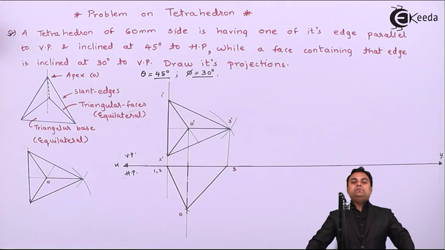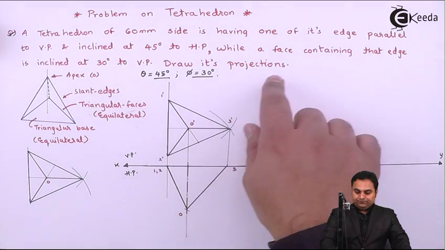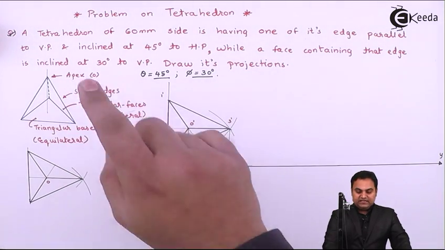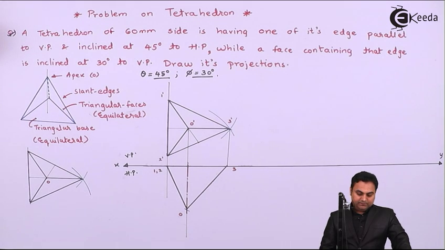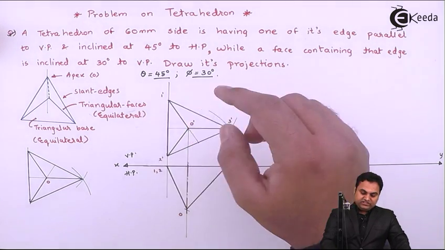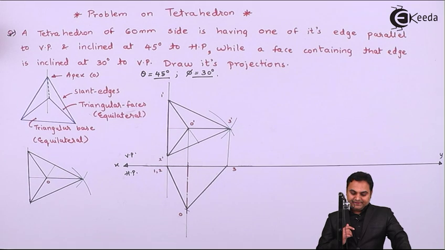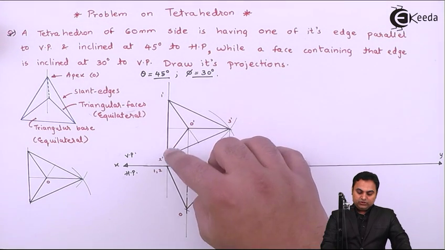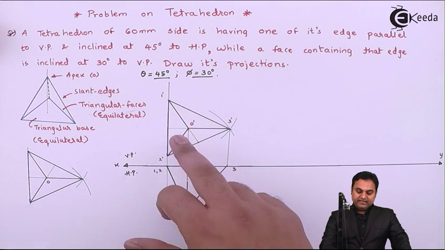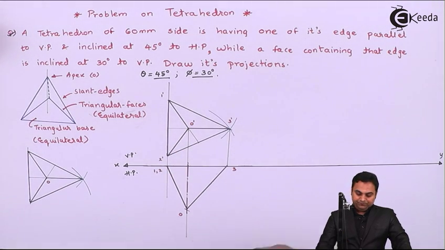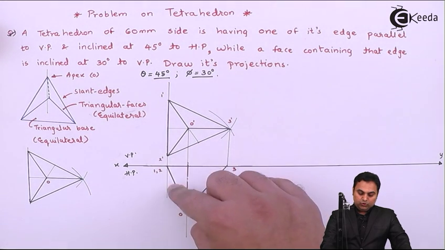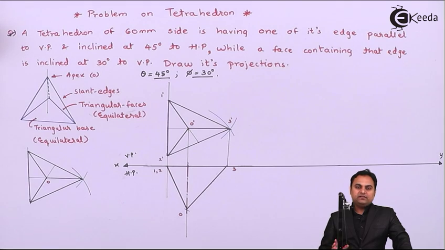Inclination with VP will be seen in HP, and if we see here, the inclination is given of, while a face containing that edge is inclined at 30 degree to VP. It means the face containing the edge on which it is resting, it is 1 dash 2 dash, and that contains a triangular face 1 dash 2 dash O dash. So this triangular face, when seen in the top view, is at this location, which is O12, and it has to be made inclined at 30 degree to VP, so it will be seen in HP.